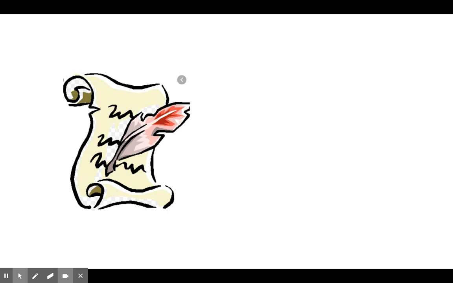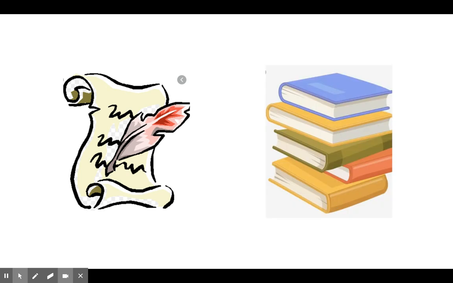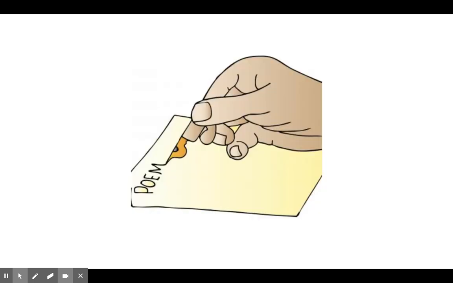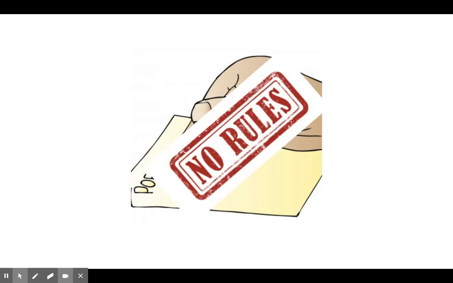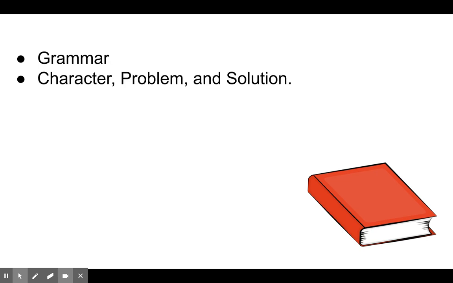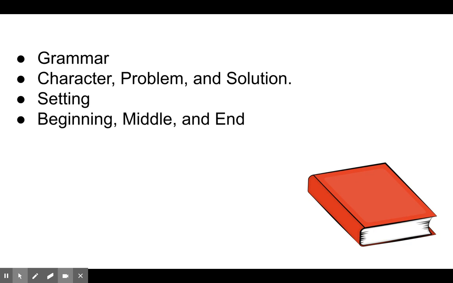Poetry is very different from the stories that we read in books. They look different, they feel different, they sound different. The biggest difference that I've noticed when I've really looked closely at books versus poems is that poetry doesn't follow any rules at all. You see, when we write a book, or when we read a book, we have to pay attention to the rules of grammar. We have to look for characters, problems, and solutions. There's always going to be a setting in a book, and a story is going to have a beginning, middle, and end.